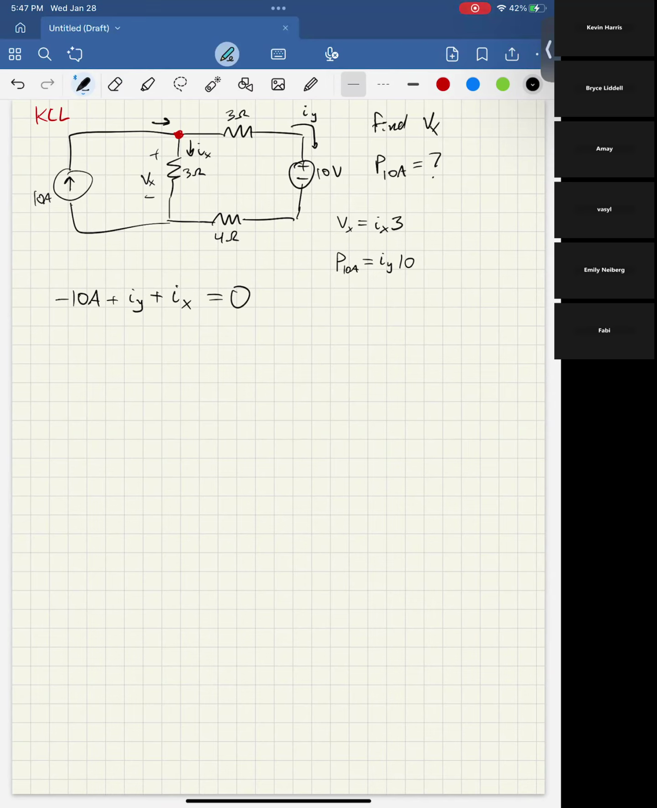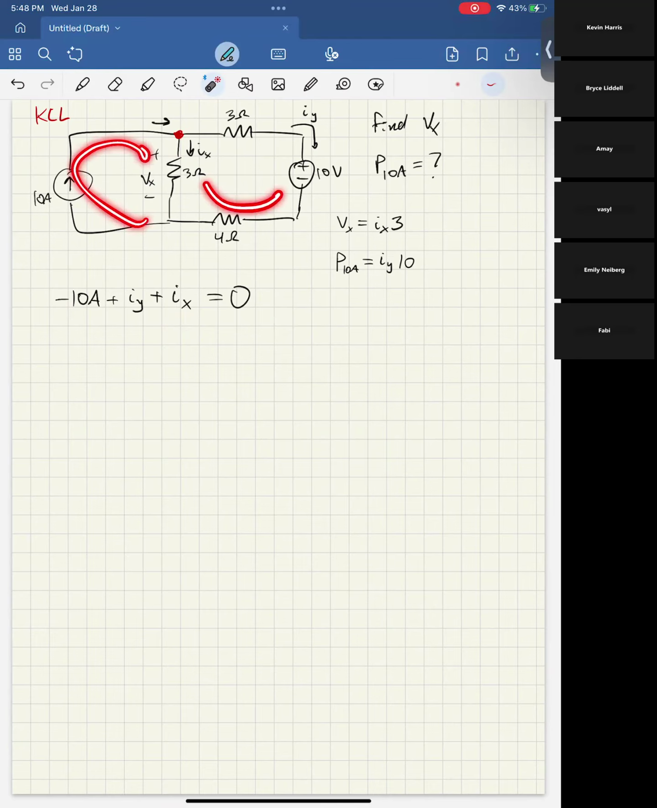This is what I was saying with your equations have to be unique. If we tried to do a node equation here, what we'd find is that we would get positive 10 amps minus IX minus IY equals 0, right? And that's not actually a new equation. That's just the same equation multiplied by -1. So you have to actually make an equation that gets you something new. So in that case, we could do a loop equation, right? So what loops can we pick from, right?